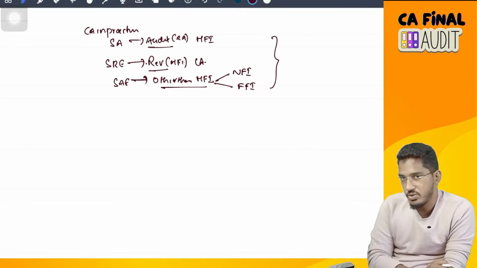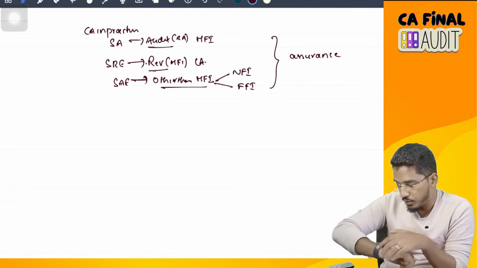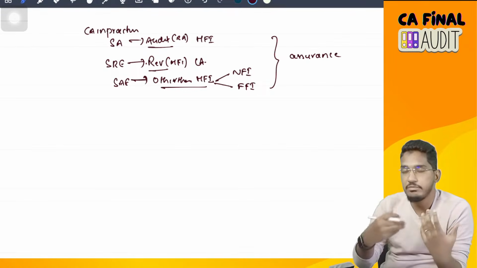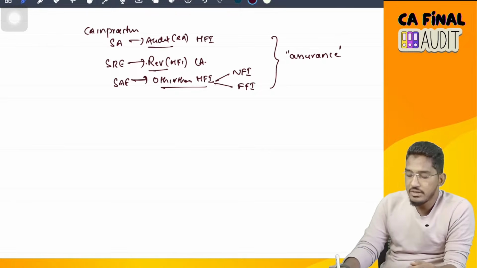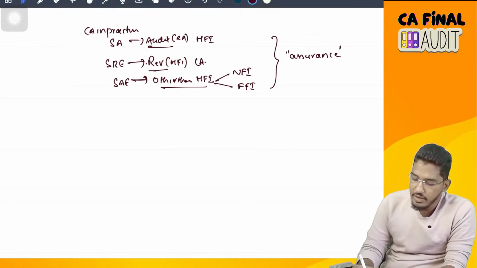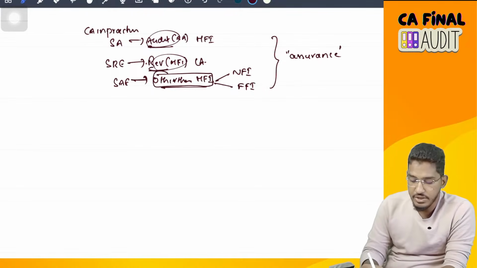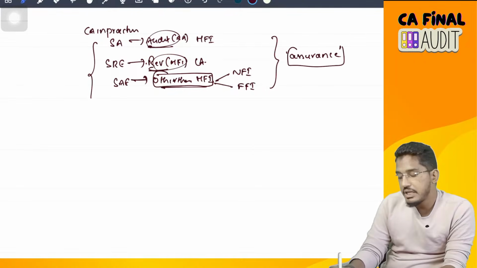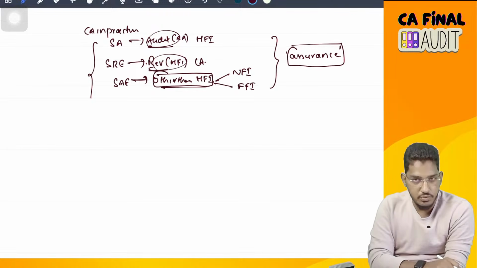But if you see all these three engagements, be it audit engagement, be it review engagement, or be it other than historical financial information, these all three are assurance. In all these three engagements, we are providing assurance. That means we are giving some form of opinion, some form of conclusion, and on the basis of that conclusion, users will form their decisions. Yes or no? In all these three engagements, we give some sort of comfort to the user. We are helping the users in decision making.